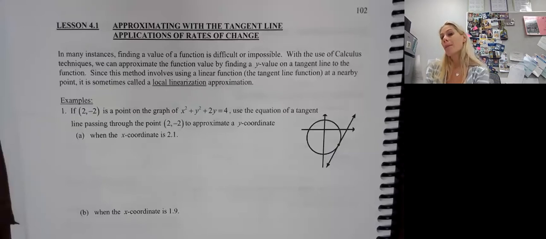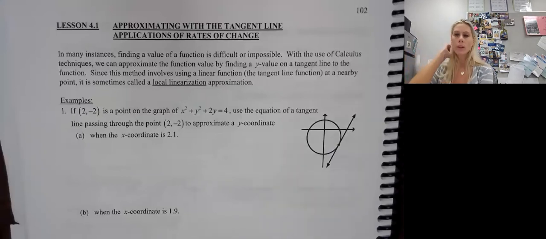The approximation is actually coming from the slope. The slope is not the true slope, it's an approximation because we're using a coordinate that is close by to what we want. So for example, if the point (2, -2) is a point on the graph, use the equation of a tangent line passing through the point (2, -2) to approximate.